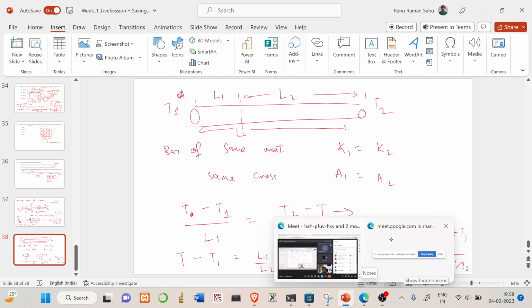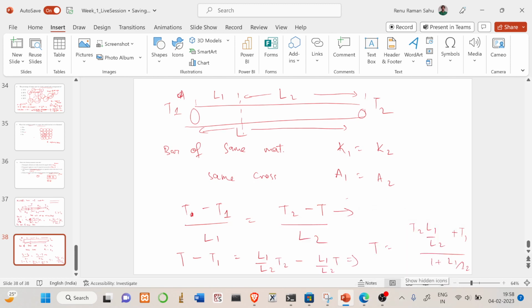L is the total length. L1 is the distance to the point where we measure, and L2 is total length minus that point. Suppose I need to find it at the point 0.2 meters, and L is given as 1 meter. L2 is the distance from the T2 end, which is 0.8. Capital T is the temperature at this junction, and that is what we have to find. Okay, sir, got it. Thank you.